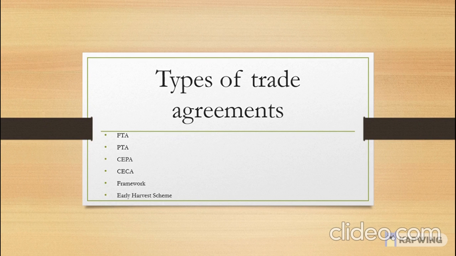Certain terms are being used. For example, free trade agreement, preferential trade agreement, CESA that we have with UAE, framework, early harvest scheme is also a common term. So in order to know what are the characteristics of all these trade agreements and what they actually mean, we should know how they are different from each other and what is covered in each of these agreements. So let's get started.